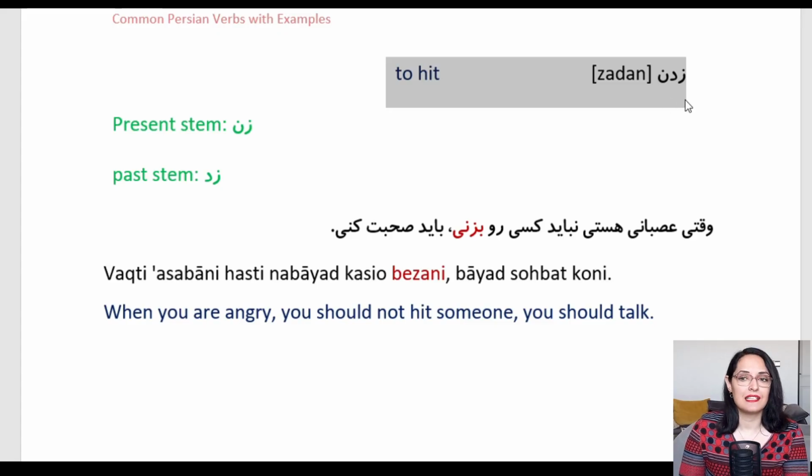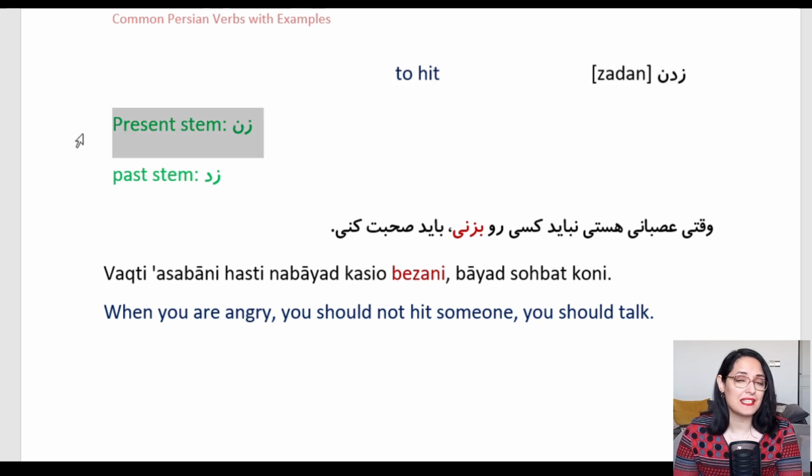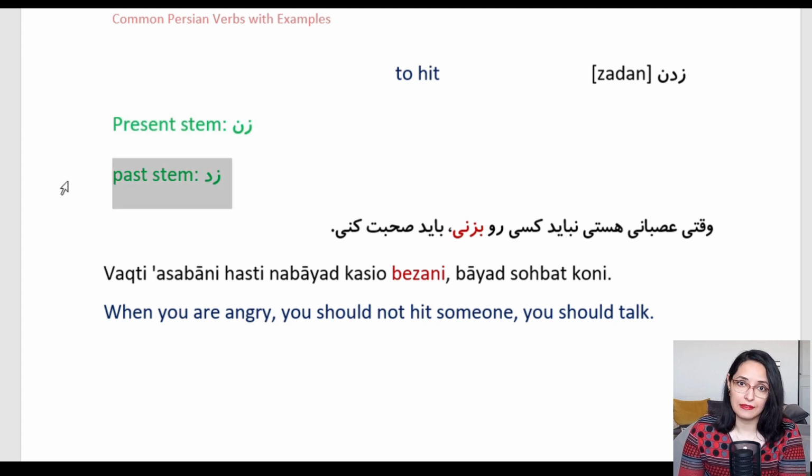زدن. Present stem زن. It's similar to the word zan, which means woman, but here is the present stem. And the past stem zad.